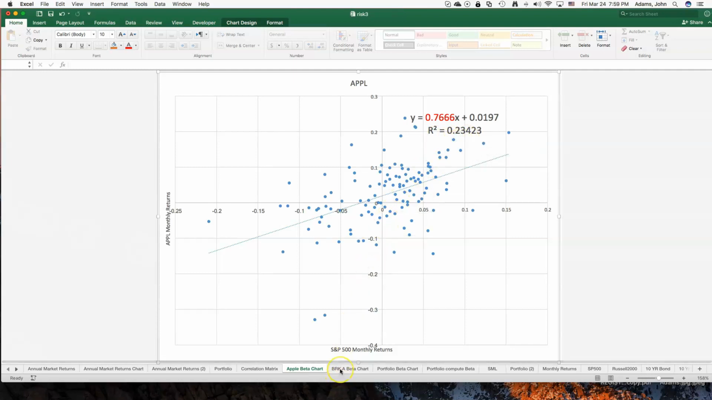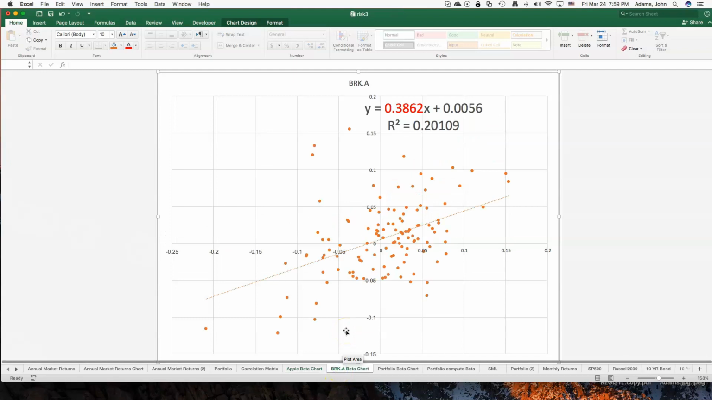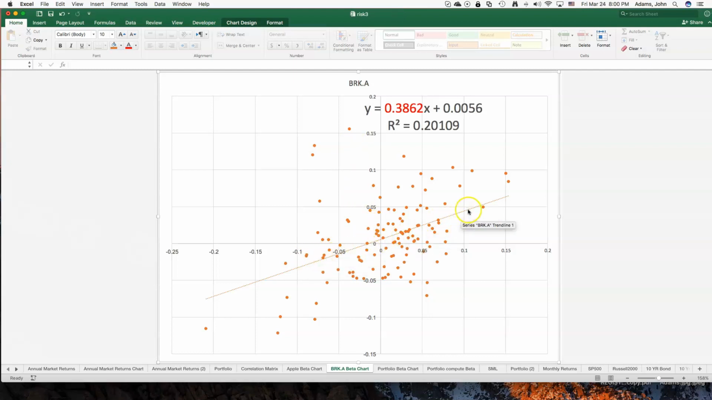Let's look at another company in our portfolio, Berkshire Hathaway. We do the exact same thing. On the x-axis, we plot the returns on the S&P 500, and on the y-axis, the up and down axis, we plot returns for Berkshire Hathaway Class A shares. And when we fit a regression line, we see a relationship, and just looking at it, you see a weak relationship between Berkshire Hathaway Class A shares and the overall market. And the slope of that line we get when we run the regression in Excel is 0.38.